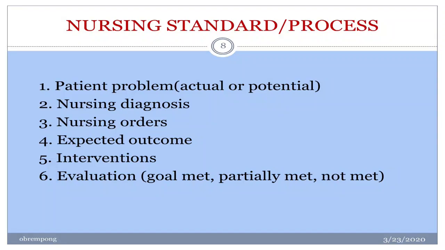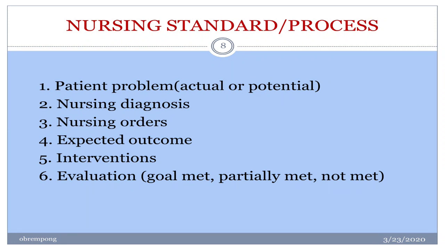So, nursing standard of procedure. What is the patient's problem, the actual and potential nursing diagnosis, nursing orders, expected outcome, intervention, and evaluation. So we're looking at the patient problem. What is the patient problem? Probably the patient has pain. What would be your nursing diagnosis? What has brought about the pain?